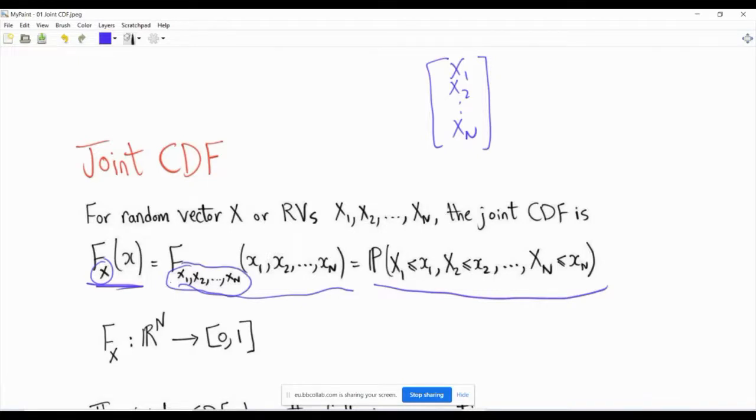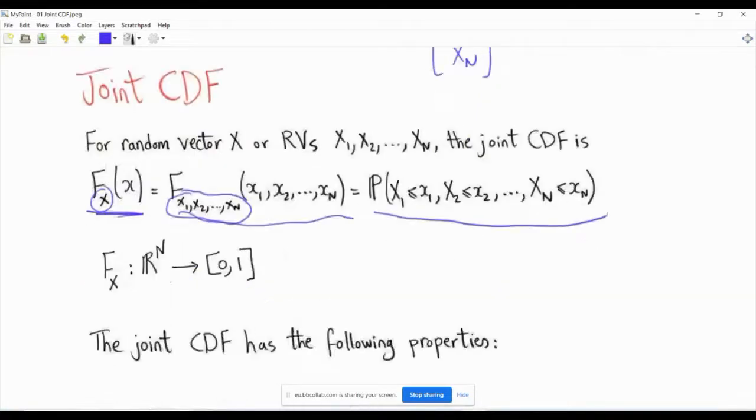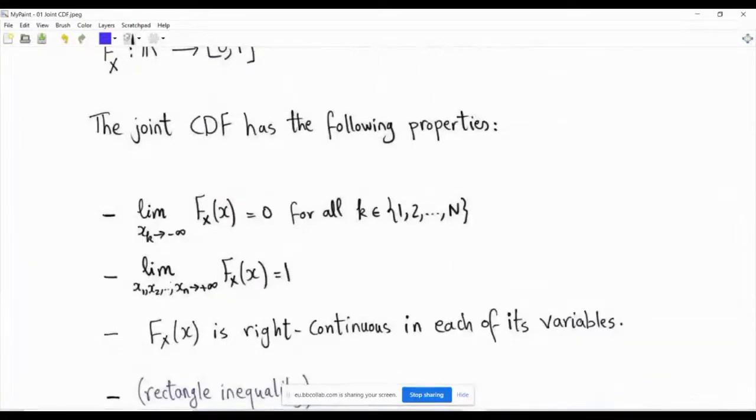Now, the CDF has properties, and so for example, if you take the limit, okay, so again, if we write it as a probability X1 less than or equal to x1, and then some guy here, Xk less than or equal to xk, okay, and then if we take the limit as xk goes to minus infinity. So for every k, this will be true for every k. So if you ask yourself, what is the probability that one of those guys is less than or equal to minus infinity? So this probability is 0.